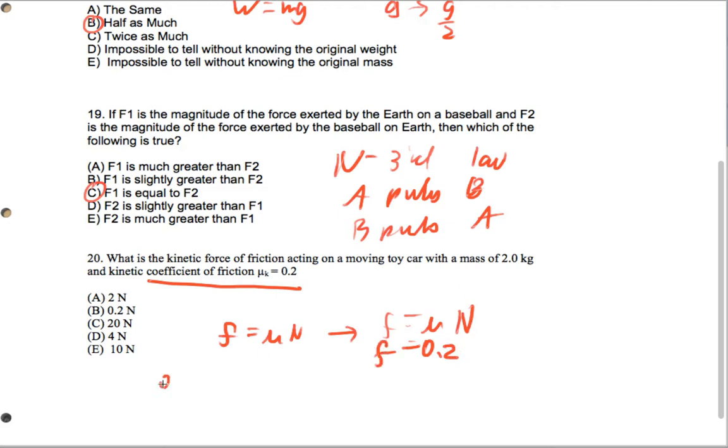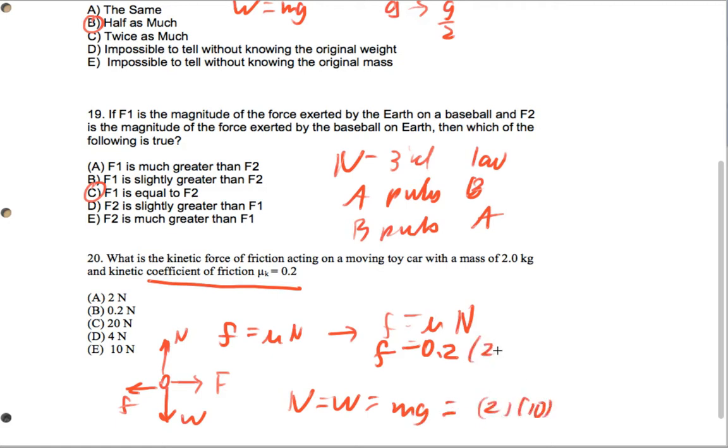Now let's see. We're getting a situation where we've got a normal force, a pushing force, a friction force, and then the weight. Now here's the thing, we don't care what the pushing force is, but we do know the normal balances the weight, so that's going to be mg, which is going to be 2 times 10. So we're getting 0.2 times 20. So I'm getting a 4 Newton force for my friction force.